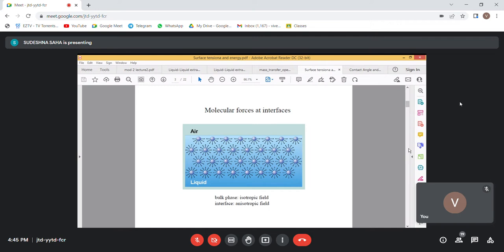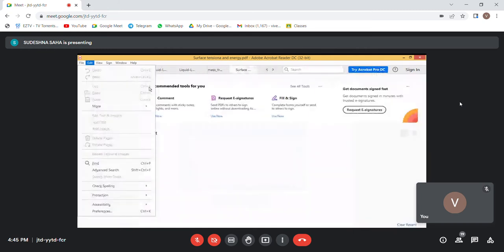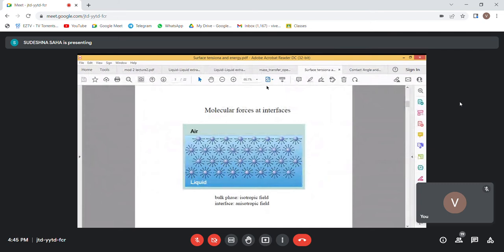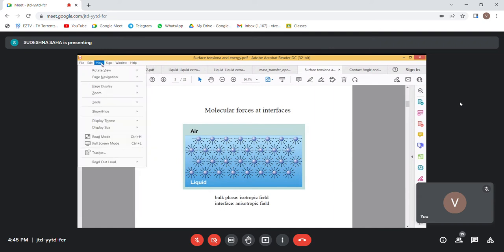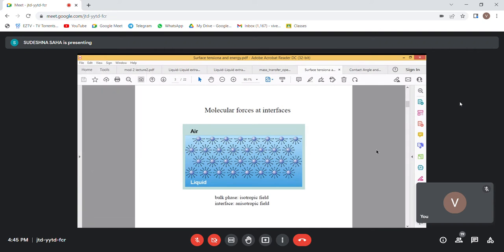Okay, so let us consider this is water over here, and let me just get a pen. Anyway, whatever it might be, don't worry about it. Probably in the PDF this pen doesn't come, so that's absolutely fine. I hope you can see the arrow over here.